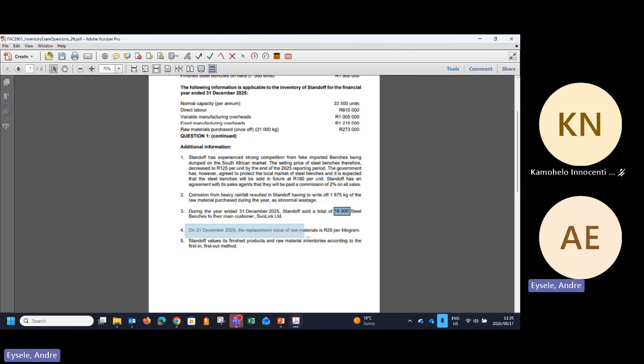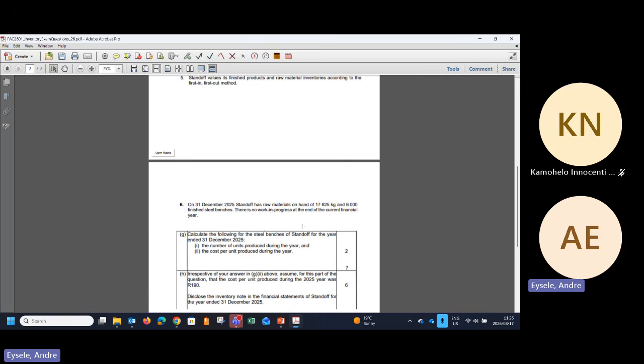On 1st of December, the replacement value of raw materials is 20 Rand per kilogram, and Standoff values its finished production and raw material inventories according to the first in, first out method. So they tell you that you determine your steel benches on a first in, first out method. But we still don't have the cost. We don't know how to value inventory yet, and we need to determine the benches that were produced. On 31st December, Standoff has raw materials on hand of 17,250 and 6,000 finished steel benches. There's your closing stock value, 6,000.